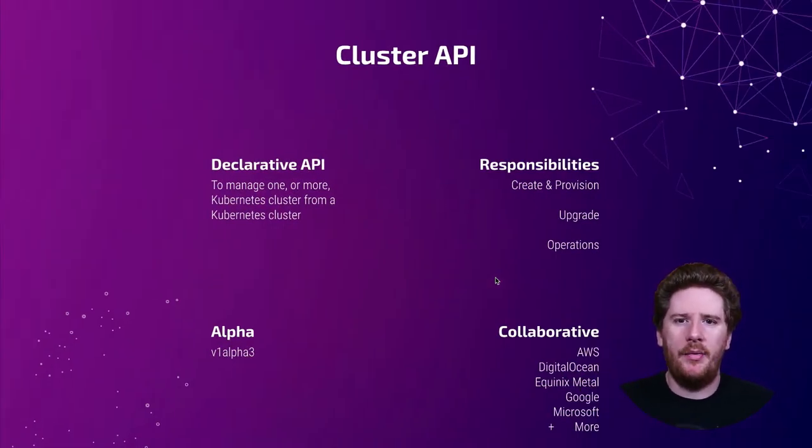The Cluster API provides a declarative API, just like we're used to with Kubernetes, for managing our Kubernetes clusters. Its responsibilities are to create and provision Kubernetes clusters. It will handle upgrades and day-to-day operations, including remediation when required. It is currently in an alpha state, which means it's volatile and changing quickly, but it doesn't mean that you can't use it in production today.